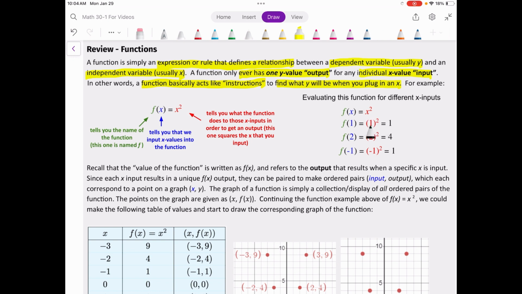So this is saying when x is 1, the value of the function, the y output, is 1, because 1 squared is 1, right? If I put in a 2 for x, f of 2 is going to be 2 squared. I'm going to put in a 2 for x, and 2 squared is 4. So f of 2 is 4. When x is 2, y is 4. Notice how the value of y depends on what x is.